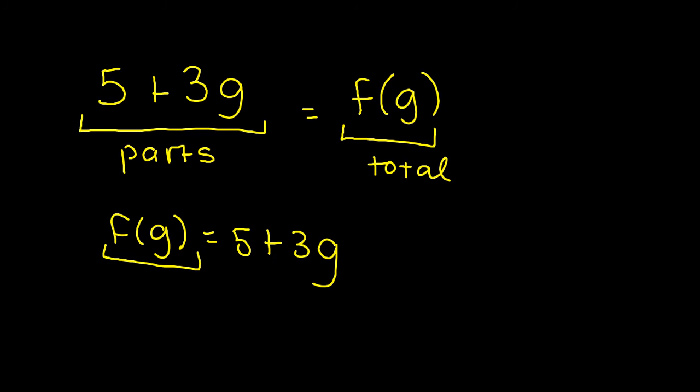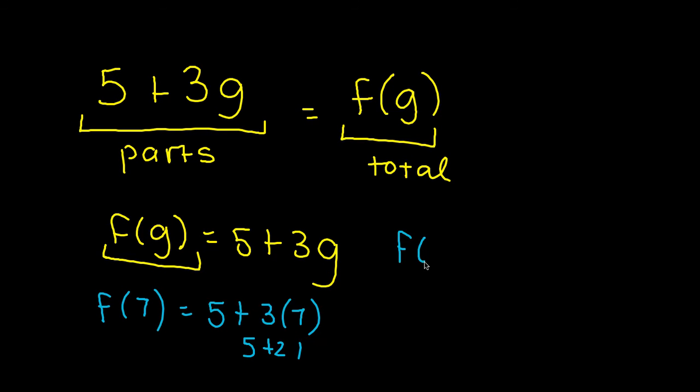All right, let's see if you got it right. So we're going to say our function, when I play 7 games, is equal to 5 plus 3 times 7. And 3 times 7 is 21, and 21 plus 5 is 26, so f of 7 is 26. So my function tells me that if I want to play 7 games, it's going to cost me $26.